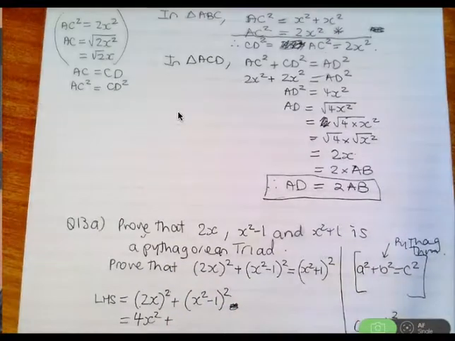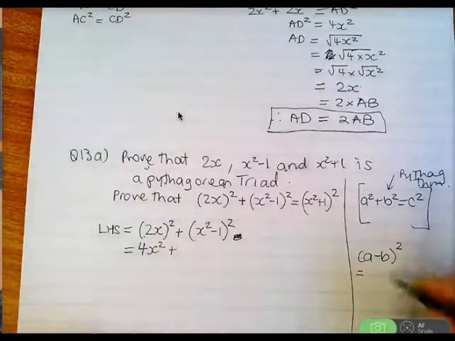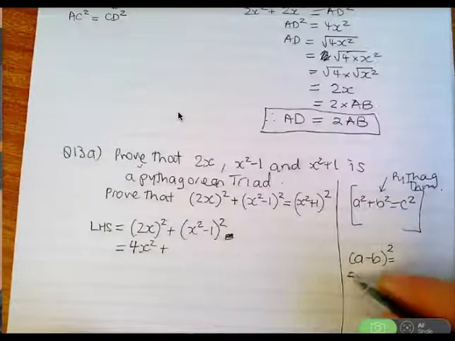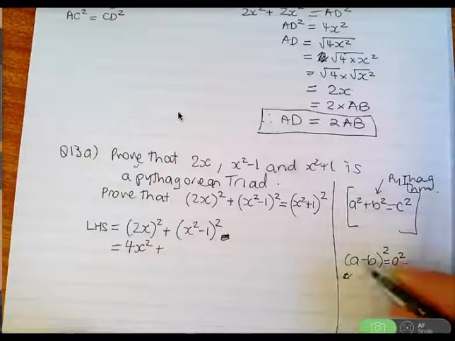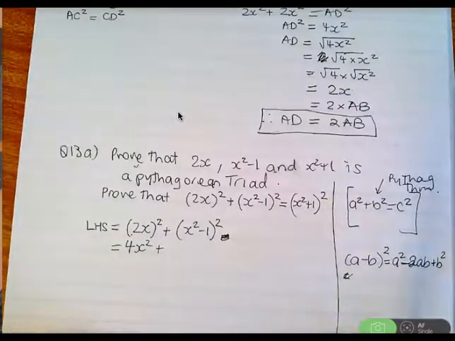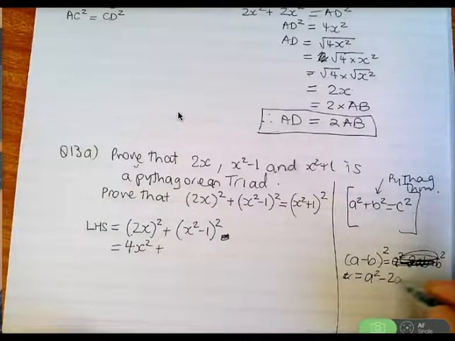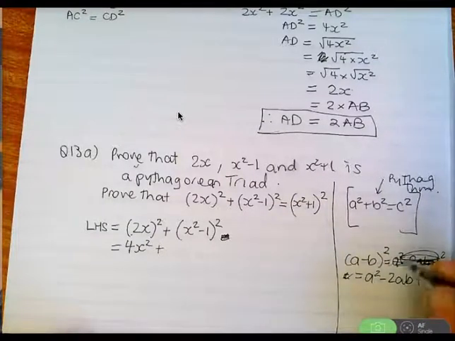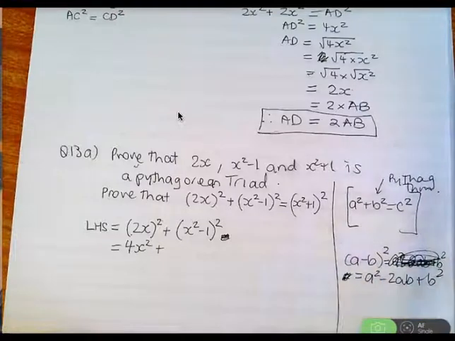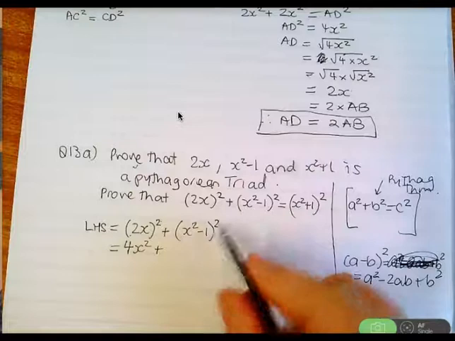(a − b)² is equal to, what's the rule? A squared minus 2ab plus b squared. Sorry, that's a mess. A squared minus 2ab plus b squared. That is how you expand (a − b)². So, that is of that format.